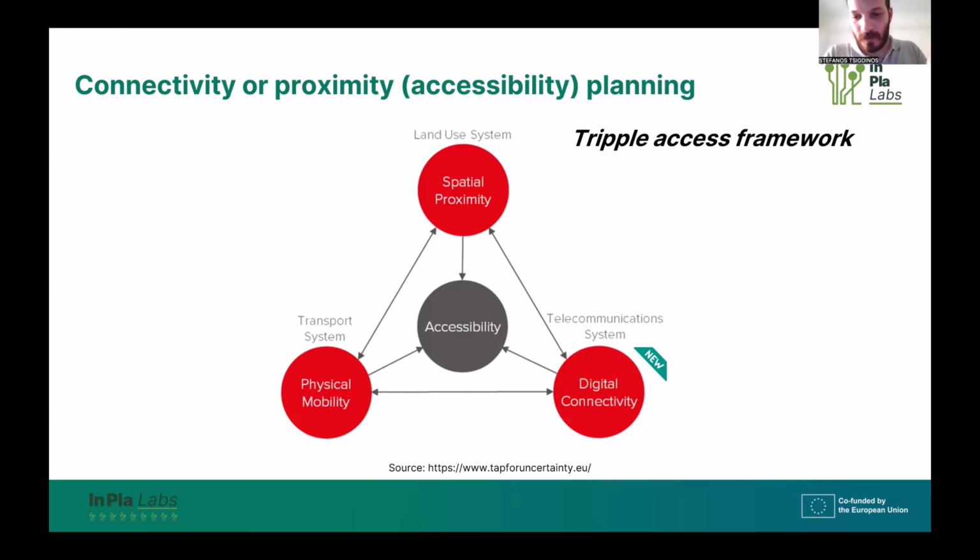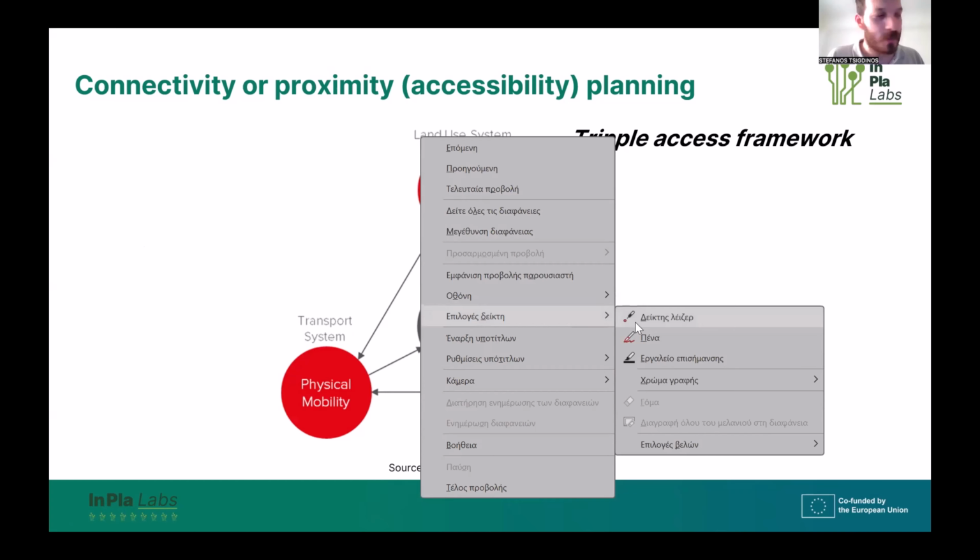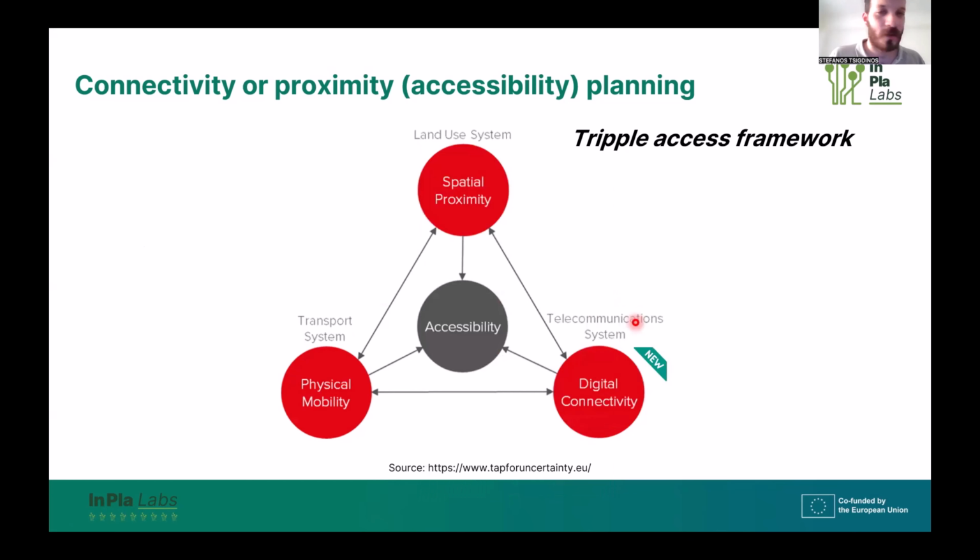I left this slide intentionally at the end because we talk about these two kinds of accessibility and proximity. You can see that here we have spatial proximity, which is the land use system and the proximity thing that we mentioned before, but we also have the transport system, which is the physical mobility and the connectivity. But they're not the only ones that we should take into account.